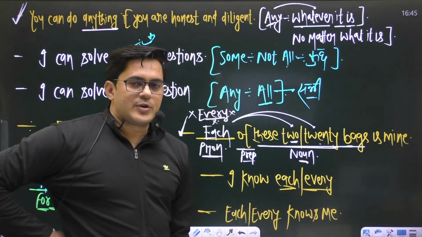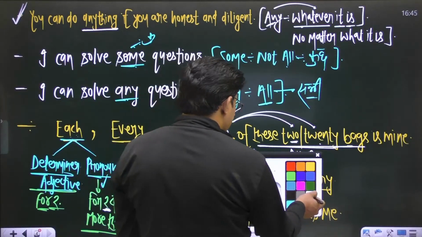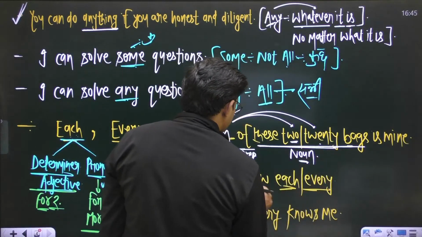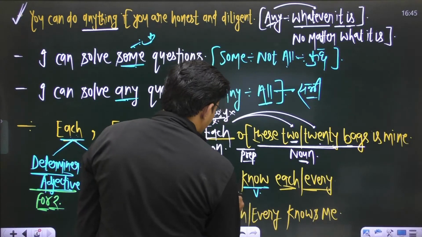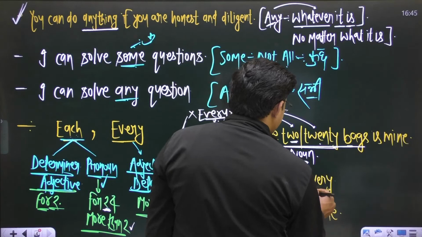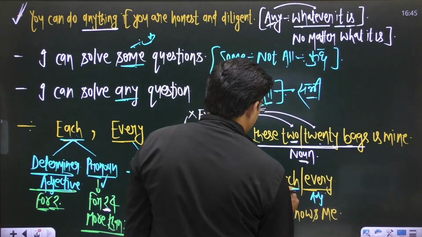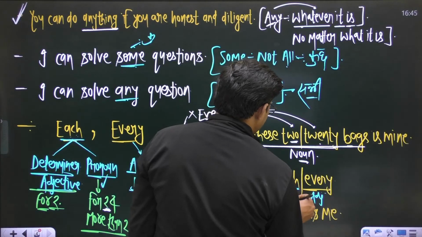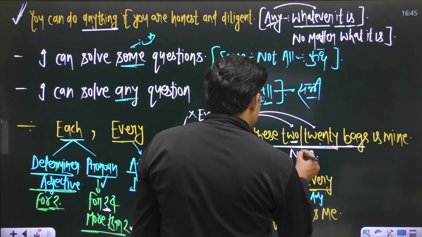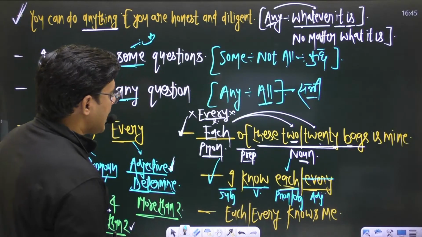You have two different sentences, like we know it very well. This word know is a verb. Before a verb we use a subject, and after a verb we use an object. This every is an adjective, this each is a pronoun, and a pronoun can be the object of a sentence. So each will be the right answer. Drop every. The sentence will be like, I know each.